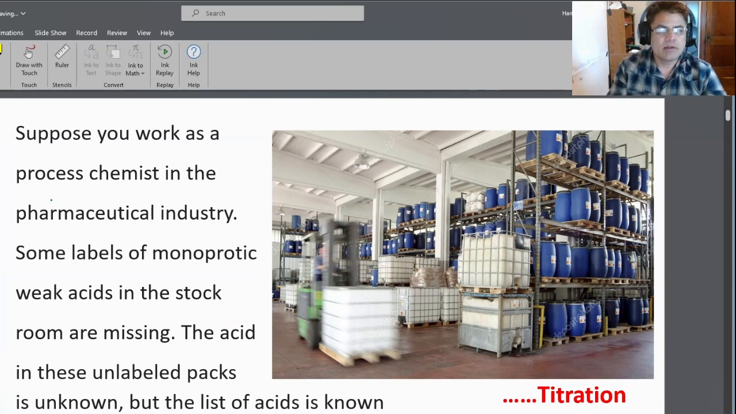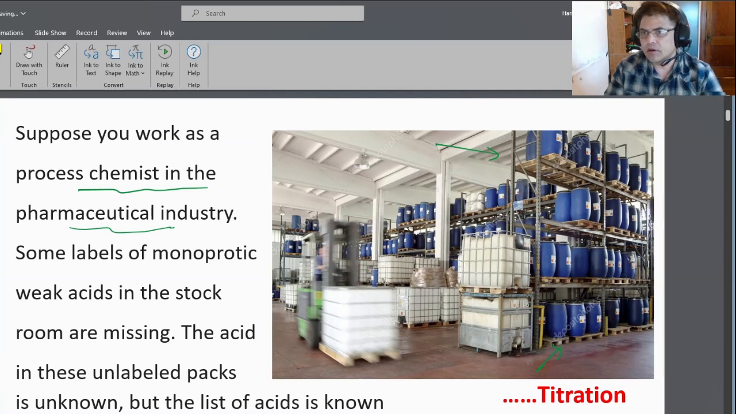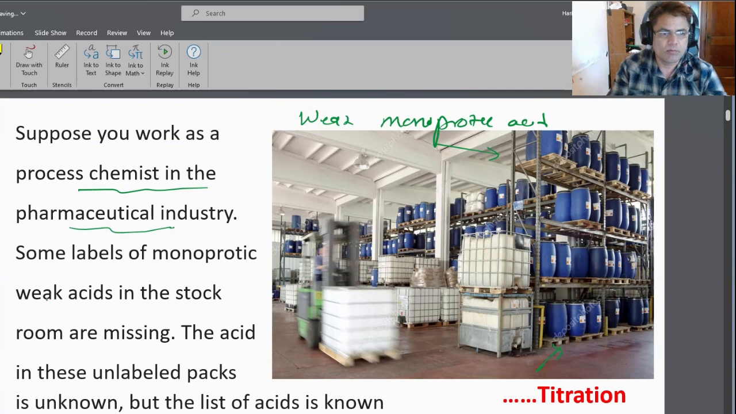Suppose you work as a process chemist in some pharmaceutical industry, and you have these drums. You see that this is the chemical inventory, and all these blue drums contain some weak monoprotic acid. These all are weak monoprotic acids. But unfortunately, look at that.